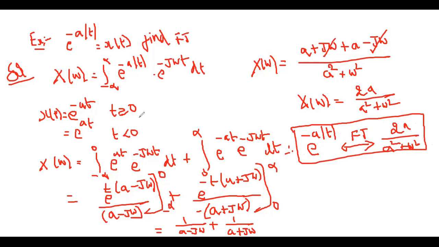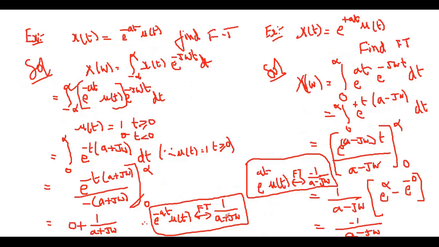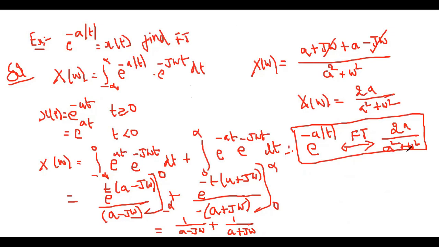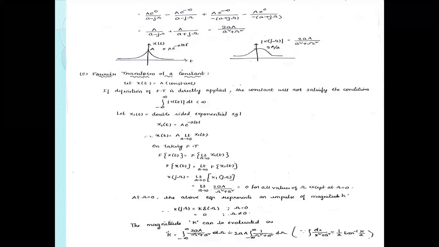Now, for the exponentially decaying and exponentially rising functions and the magnitude of t, the time domain function, we get the frequency domain function X(ω): one is 1 by (a+jω), the other is minus 1 by (a−jω), and for the magnitude it is 2a by (a² + ω²). So 2a by (a² + ω²).